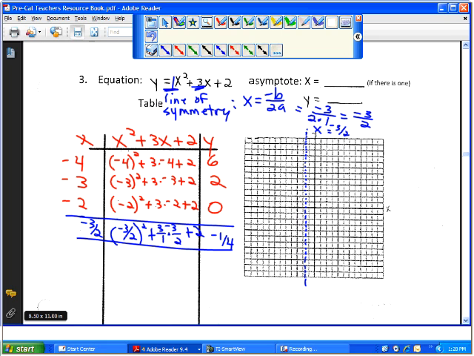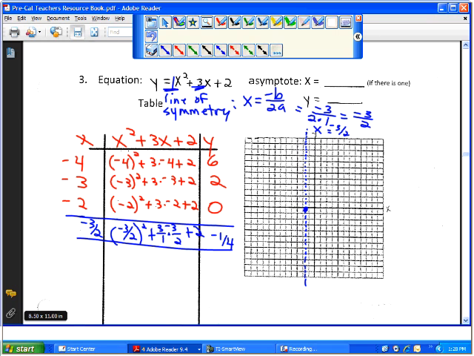Notice what we found. We found the vertex, negative 3/2, which is your negative 1.5, negative 1/4. Now my origin is here, so I'm going to be about right there. Okay? There's my vertex. My vertex sits on my line of symmetry at negative 1.5, negative 1/4.